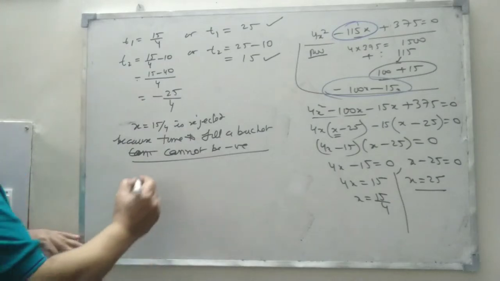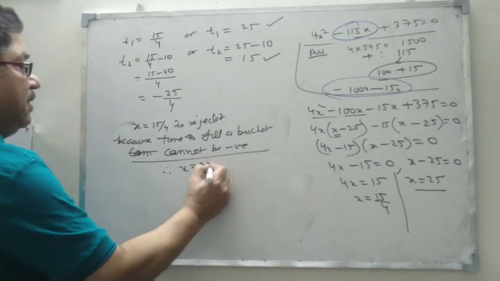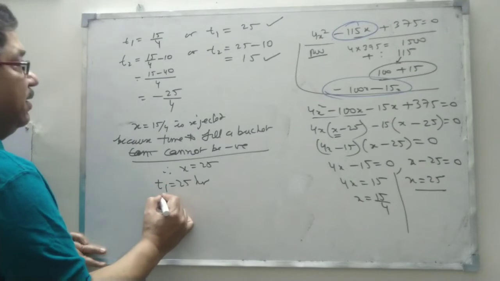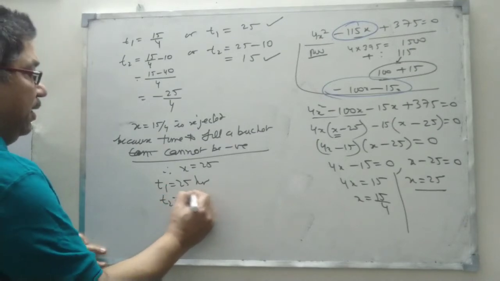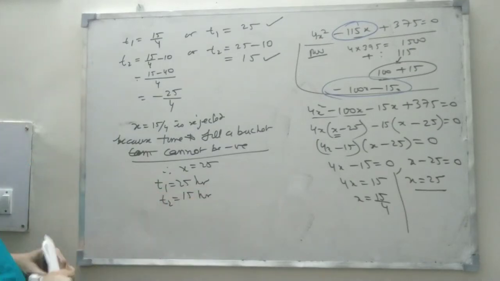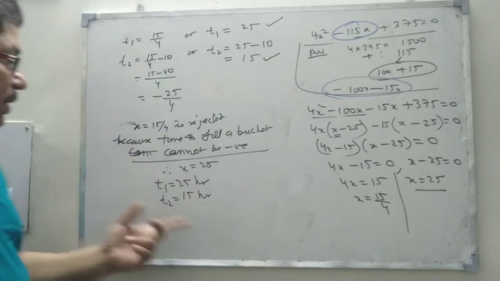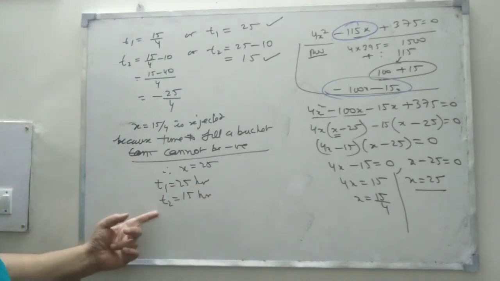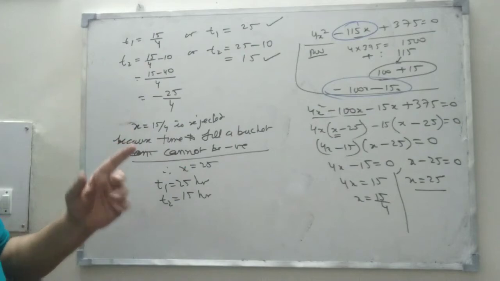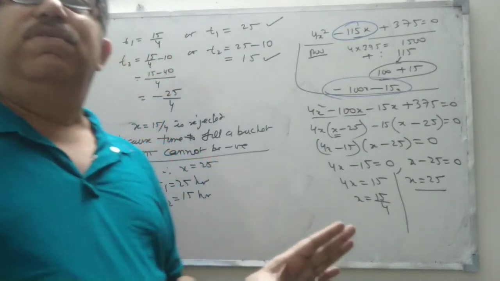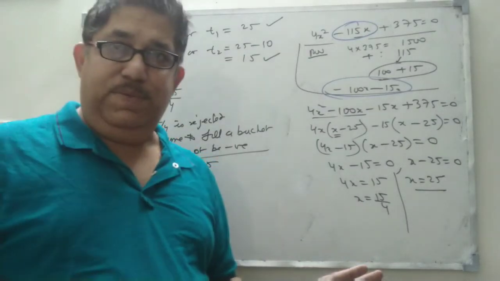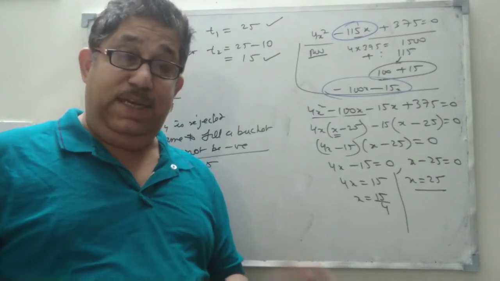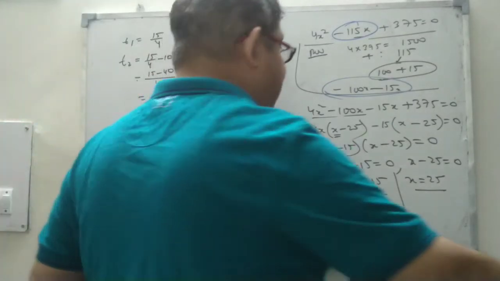So therefore what is x? X is 25 or T1 is 25 hours and T2 is how much? T2 is 15 hours. Or you can write the whole sentence that time taken by the smaller tab is 25 hours and time taken by the larger tab is 15 hours. See, this question is very, very, very important. So do it 10 times if you need to, but this must be inside your head. Okay.